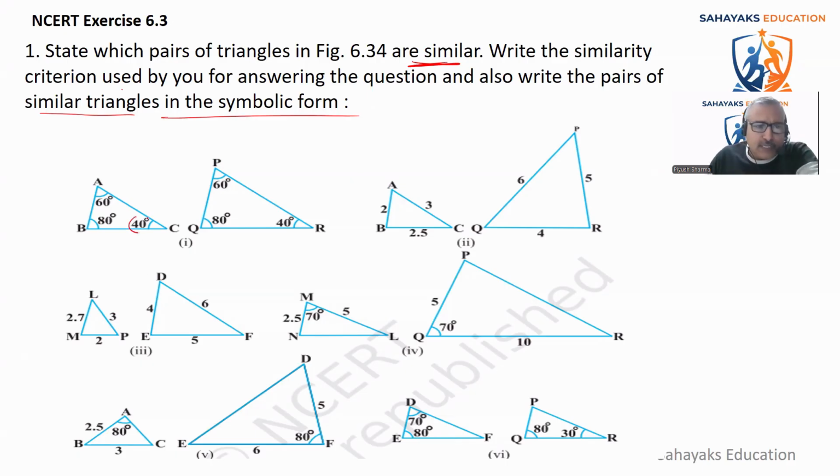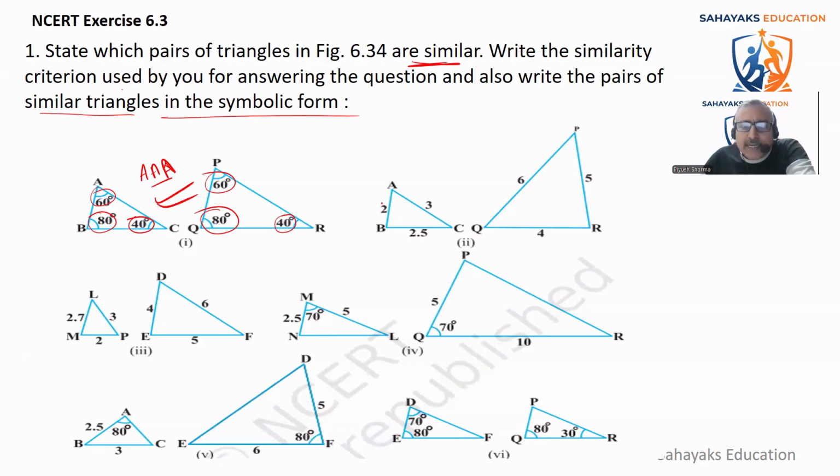So I'll say this angle is 40. This angle is 40. All the three angles should be equal. This angle is 60. This angle is 60. This angle is 80, and this angle is also 80. So 40, 60, 80, 40, 60, 80. All the three angles are equal, so they are similar by the AAA similarity rule. These are similar.